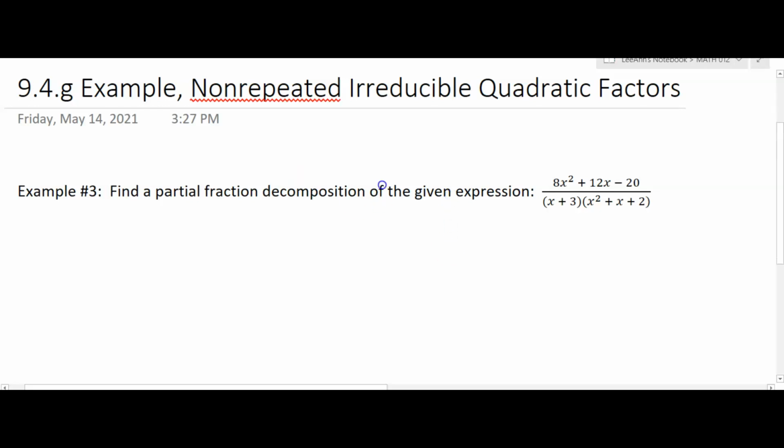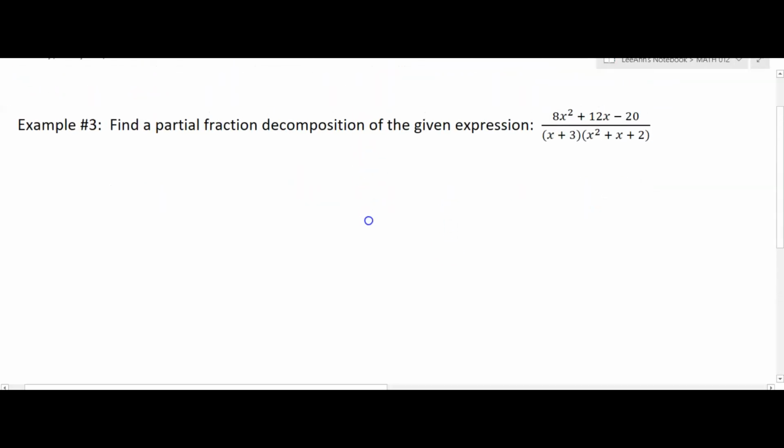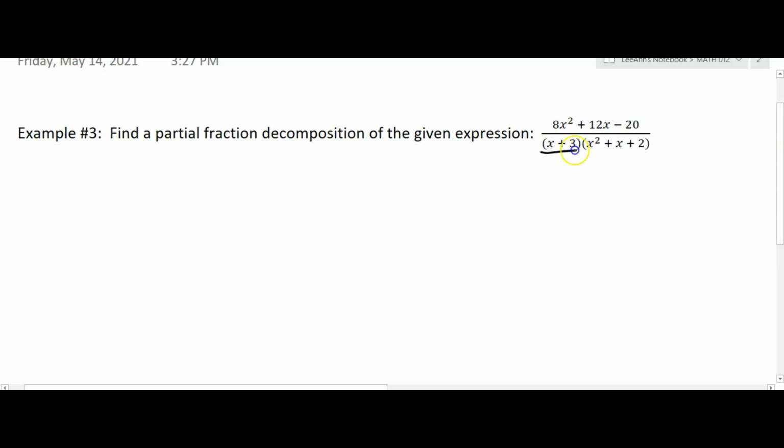Okay, so here we have one with one linear factor right there, and then we have a quadratic factor over here. Okay, so I'm going to recopy the expression.